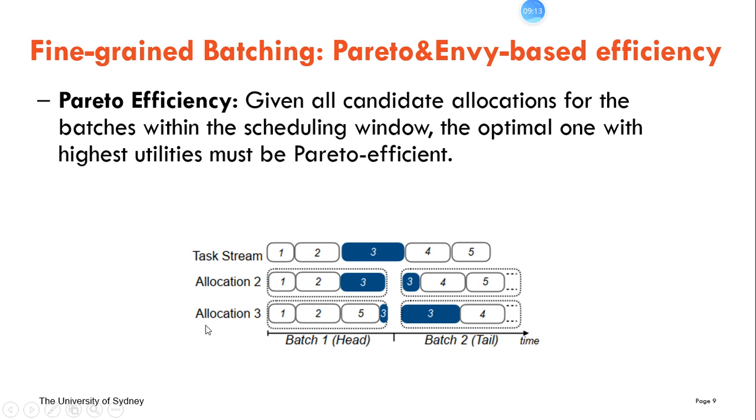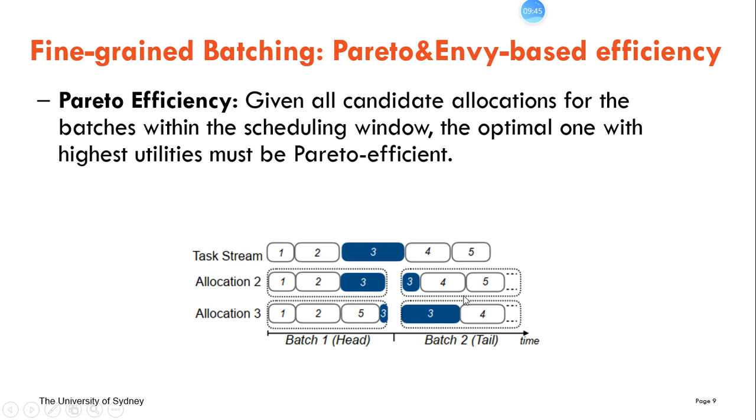For allocation 2 and allocation 3, allocation 2 only incorporates the task slicing. The other tasks are fed into each batch in sequence. For allocation 3, task 5 is moved ahead to take the place of task 3, and task 3 is postponed to batch 2. So what's the difference here?